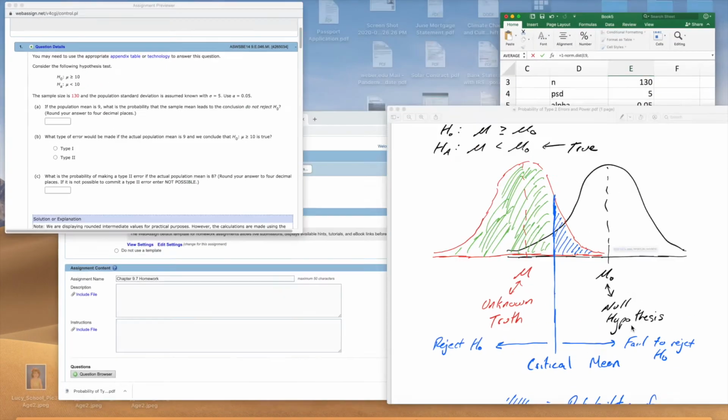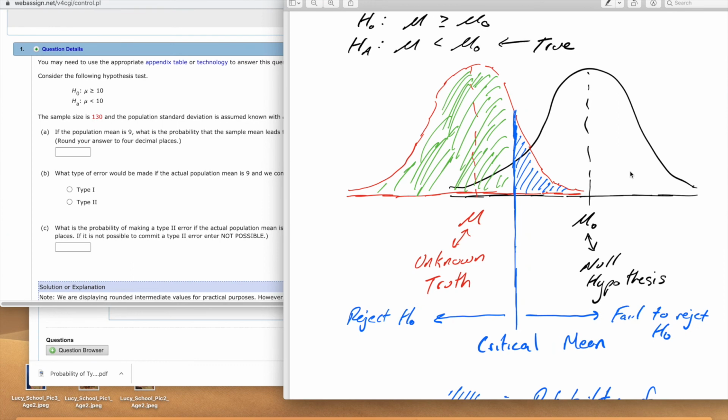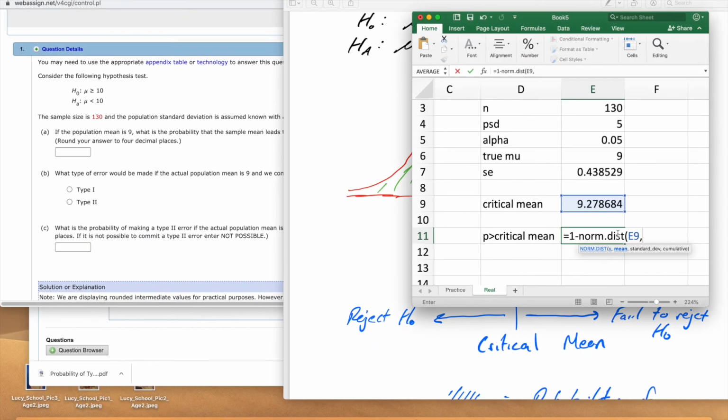Which one of these distributions is our sample actually coming from? It's coming from the true distribution. So notice now I have to write 9 as my mean, because that is the actual place where my data is coming from. That's what the problem said. The true population mean is 9. They tell us right there. Now I'm ready to put in my standard error, standard deviation of the mean, and then true, of course.